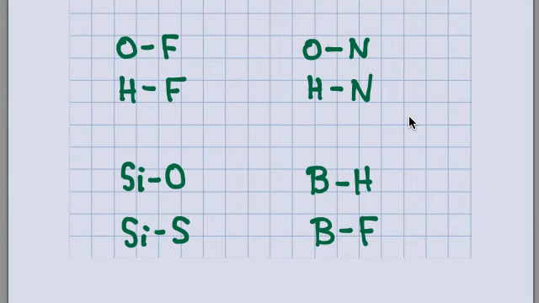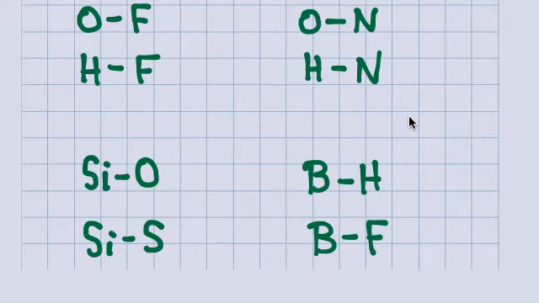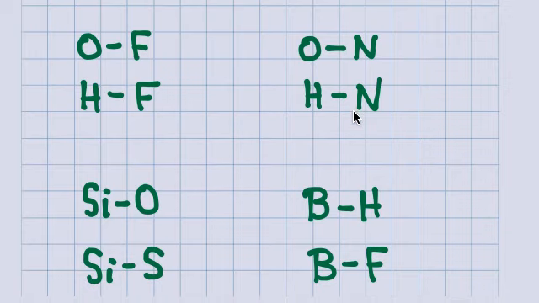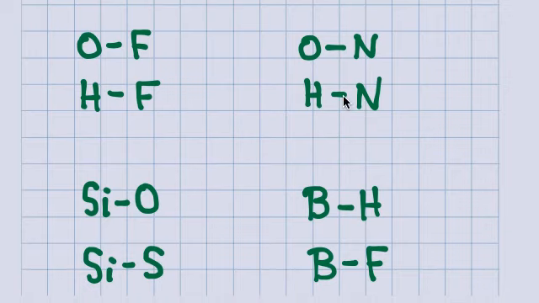So I could look at a couple different bonds. Let me look at oxygen fluorine, hydrogen fluorine. Which of those two bonds is more polar? Well, which two atoms are further apart from each other in the table and probably also therefore further apart in electronegativity? And the answer is this one is further apart than these two. Oxygen nitrogen, hydrogen nitrogen. Which of these two bonds is more polar? And the answer is, again, these two. These two are further from each other in the table and also further in electronegativity from each other. So the difference in electronegativity for these two is larger.